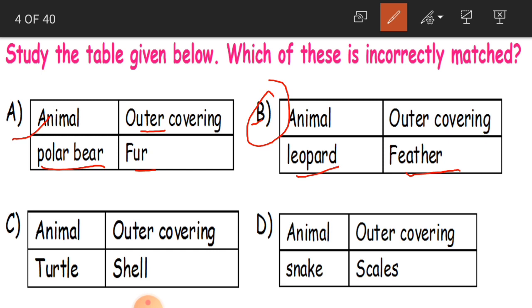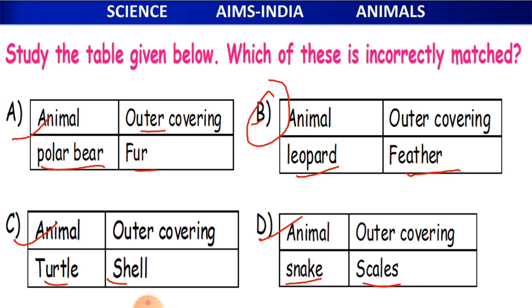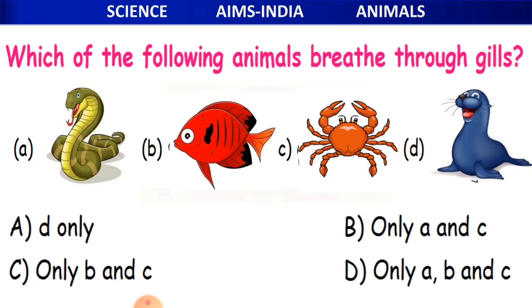Okay, and if you see here, animal turtle, outer covering shell. This is also correct. And the snake is covered with scales, in the sense its outer body covering is scales. So this is also correct. So which is not correctly matched from these four options is option B. Okay, that is our answer. Clear children?